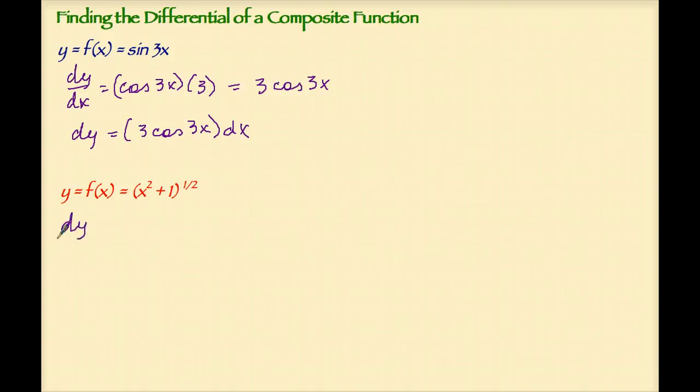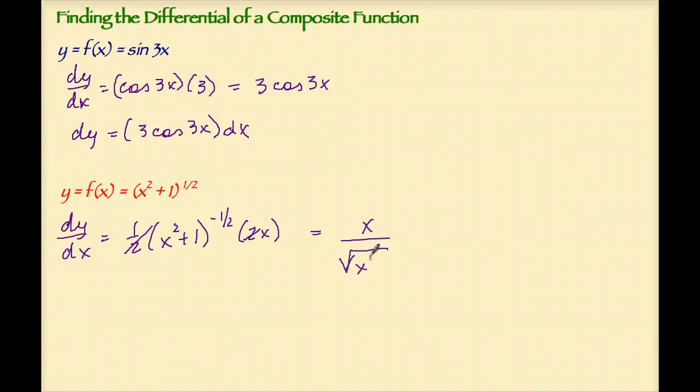Now for our second example, we're going to need to use the chain rule. We have dy dx is equal to 1/2 times x squared plus 1 to the negative 1/2 times the derivative of what's inside, which is 2x. In simplifying this, notice that the 1/2 and the 2 cancel, giving me x over the square root of x squared plus 1. Now to write this as a differential, I would write dy is equal to x over the square root of x squared plus 1 dx.